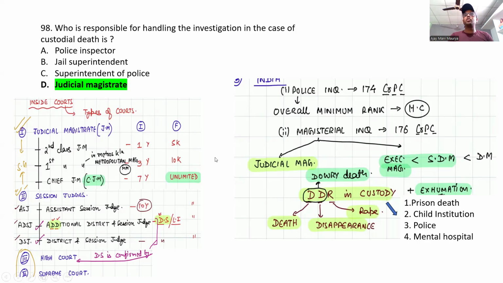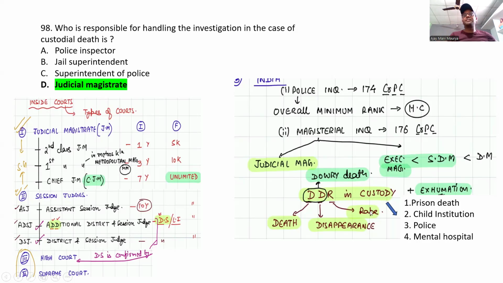See here for the police inquiry, guys, it is CrPC 174. Overall, the minimum rank must be head constable. For the police inquiry it is CrPC 174, and for the magistrate inquiry it is CrPC 176. For the magistrate, we have the judicial magistrate and the executive magistrate.